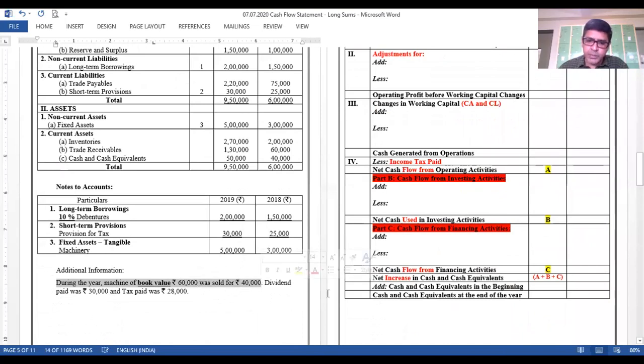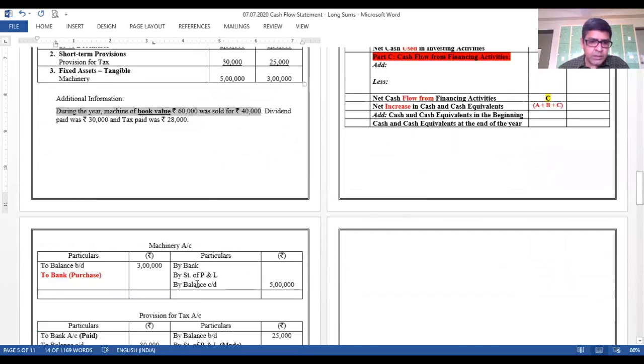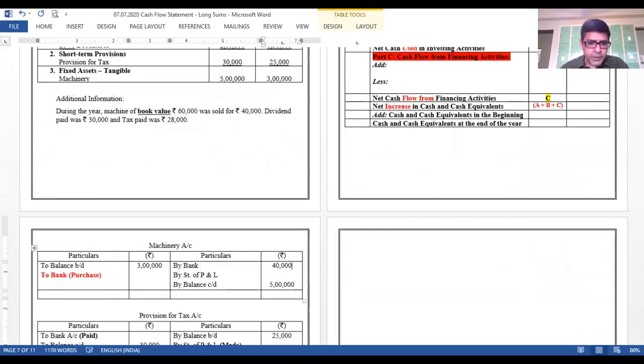The calculation is very simple. The asset of 60 has been sold for 40, so there's a loss of 20,000, right? So loss of 20,000 is there. Let us put it in the machinery account: by bank, I'll have to write over here 40,000 by selling price. And the loss amount can be seen as 20,000, by statement of P&L. Bank is always with the selling price, and loss will be for statement of P&L.